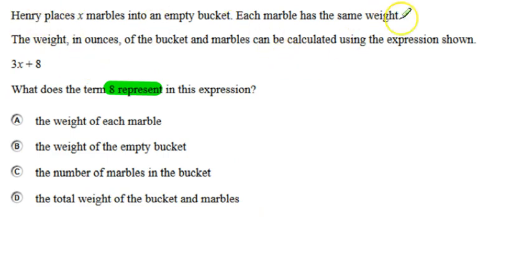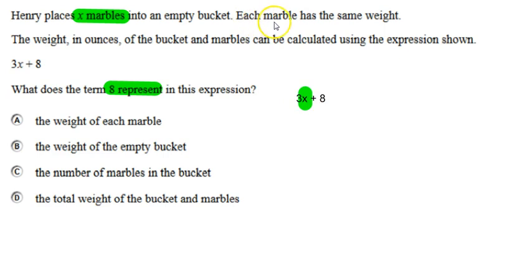So let's go back up here and figure out what's going on. Henry places x marbles into an empty bucket. Each marble has the same weight, and here's our expression, 3x plus 8. Let's dissect that a little bit, even if you're not incredibly certain what's going on. We're told very specifically x is the number of marbles. So x is marbles right there. 3 being with x is related to marbles because they're tied together. They're joined at the hips through multiplication.